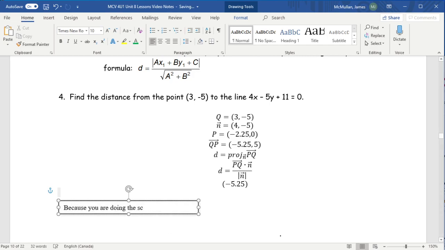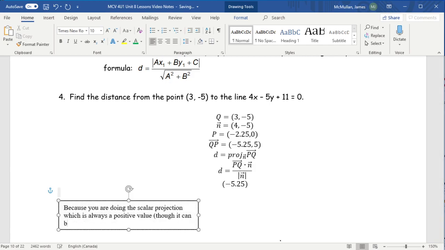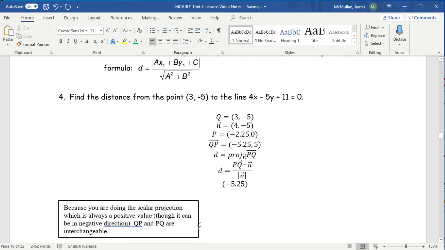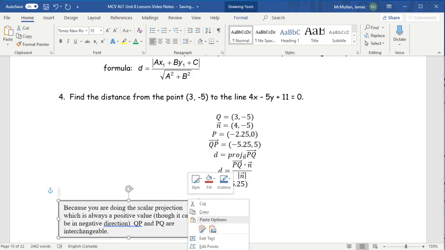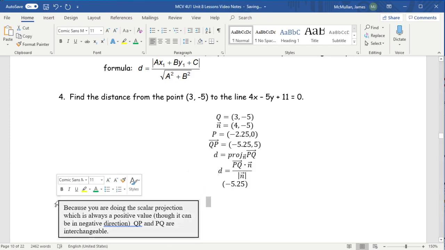Because you are doing the scalar projection, which is always a positive value, though it can be in a negative direction, but it's irrelevant for what we're doing. QP and PQ are interchangeable because their magnitudes are equal, right? So I just want to put that there so that we're not confused as to why. I don't understand this, but anyway, whatever.